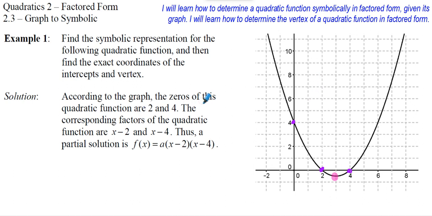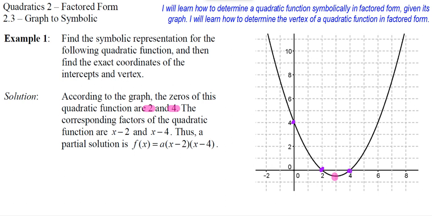According to the graph, the zeros of the quadratic function are at 2 and 4. You see this one? 2 and 4. These are called the zeros. In other words, those are the x-coordinates of the x-intercepts. Corresponding factors of the quadratic function are x minus 2 and x minus 4. Now, how did it become x minus 2 and x minus 4 when it's a positive 2 and a positive 4?